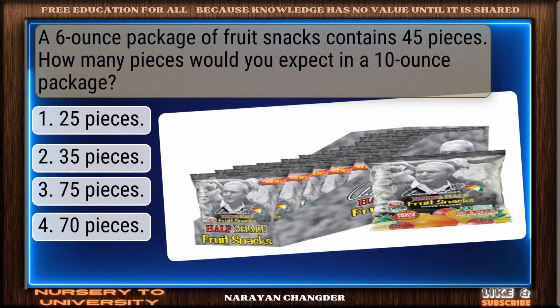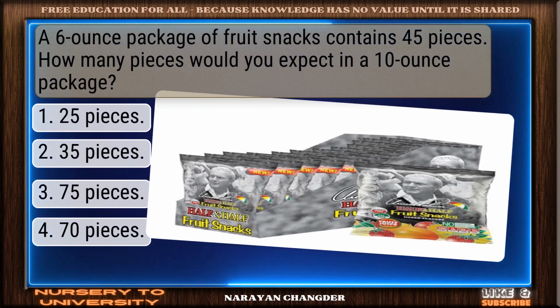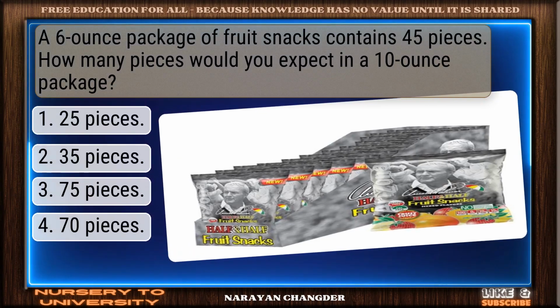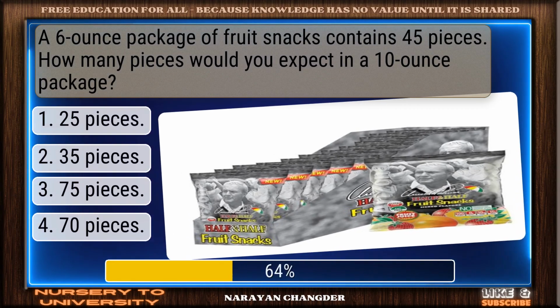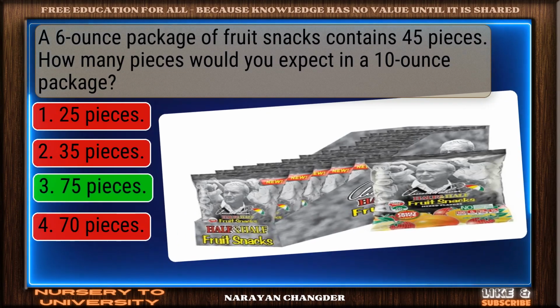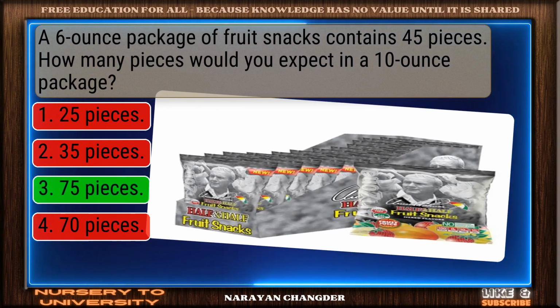A 6-ounce package of fruit snacks contains 45 pieces. How many pieces would you expect in a 10-ounce package? Smart move. 75 pieces is an accurate answer.